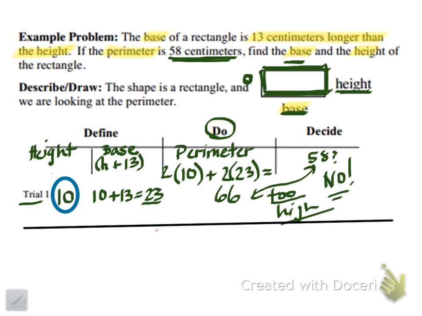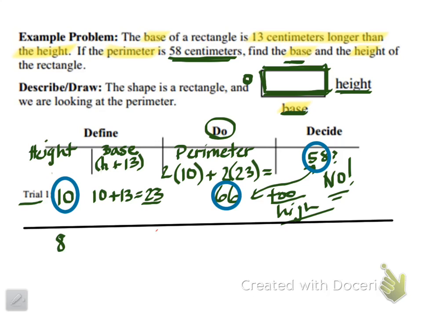Probably less than, because our value again was 66, which is higher than 58. Okay, so let's make a guess that's lower. So let's try 8. So we're going to try 8 this time. So we have a height of 8.